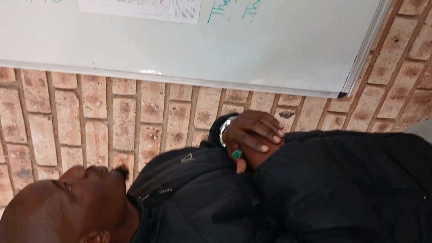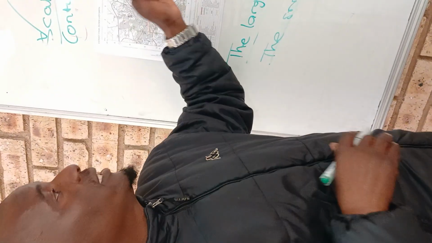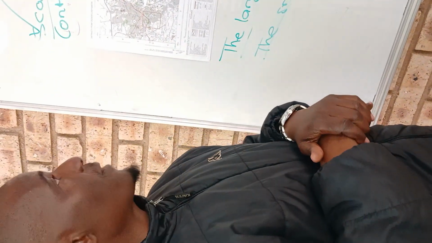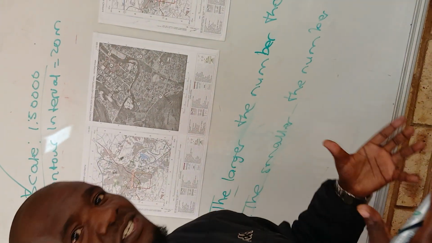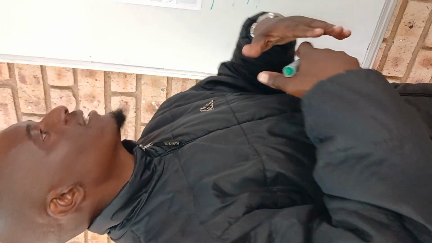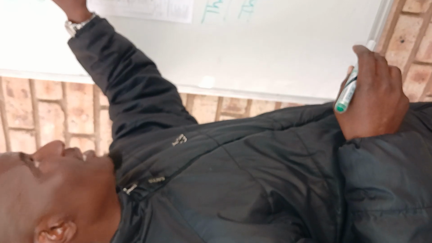The next thing that can also help you to identify or differentiate these two types of maps is your contour interval. Remember, your contours show the height above sea level on a map, or features of the general topography of an area. That's what the contours do. So when it comes to contours, we want to look at the difference in height between two contours. This is what gives us a contour interval.